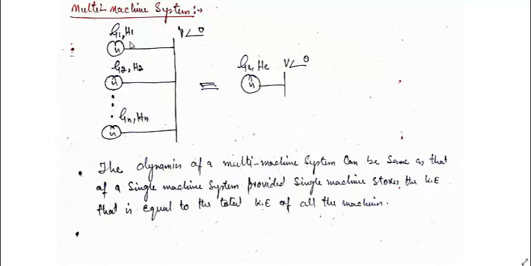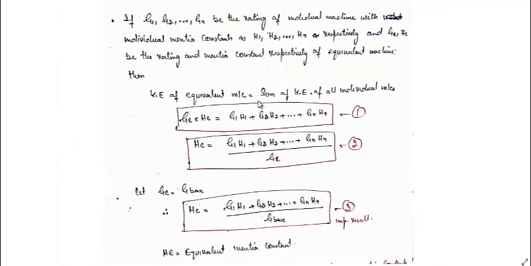That means we can replace this by a single machine, provided the total energy stored in all the rotors of these machines is the same as the total kinetic energy of the single machine. For example, if three machines are there with 100, 200 and 300, we can replace them by a single machine whose kinetic energy should be 100 plus 200 plus 300, that is 600 megajoules. So this has to be kept in mind.